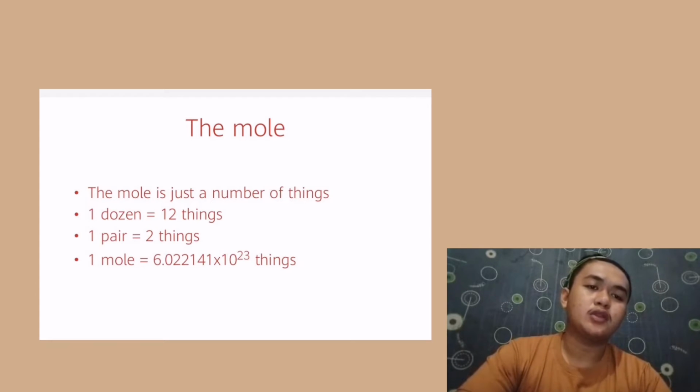1 dozen equals 12 things. 1 pair equals 2 things. 1 mole equals 6.02 times 10^23 things.